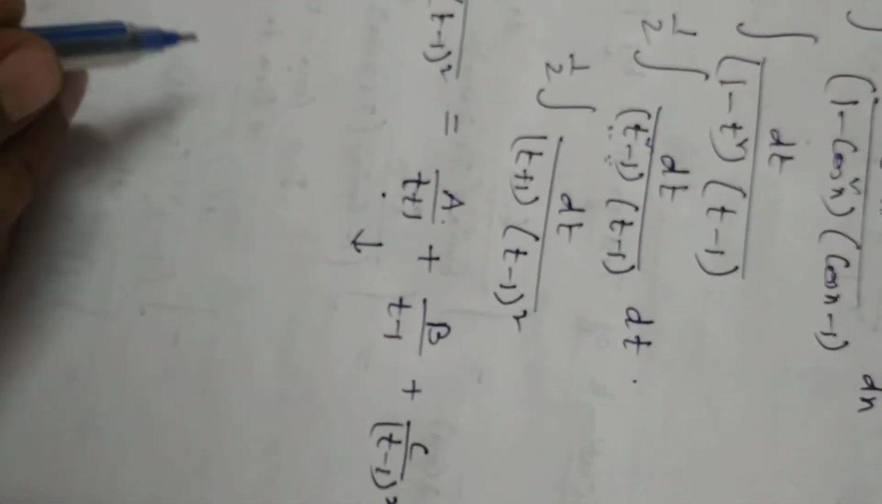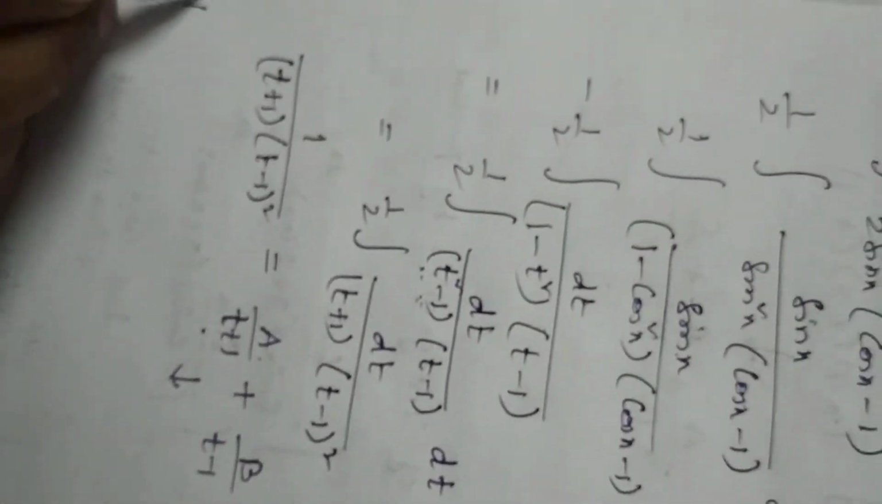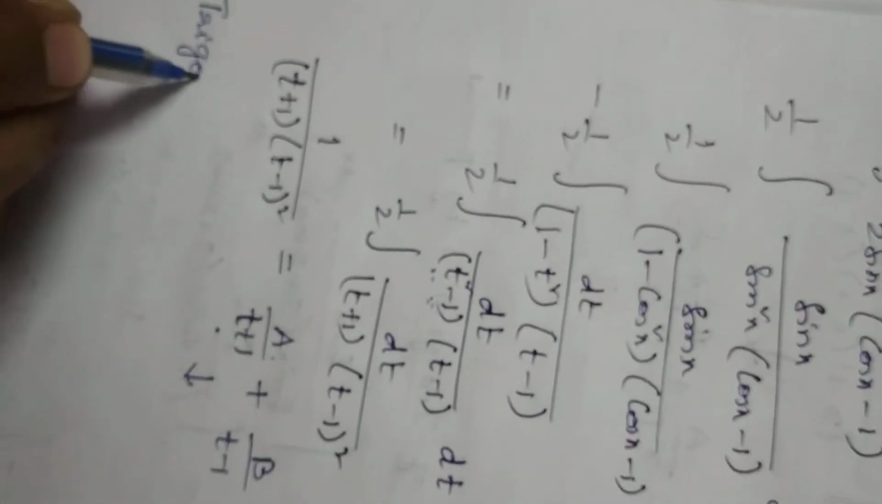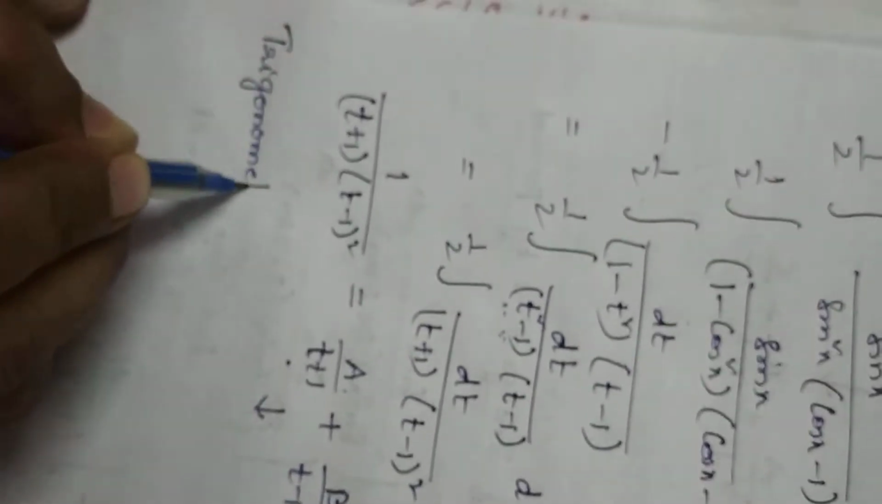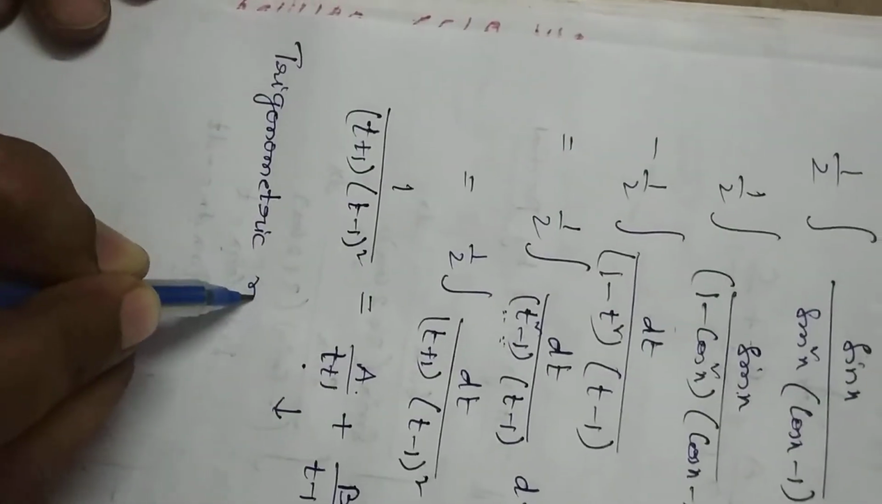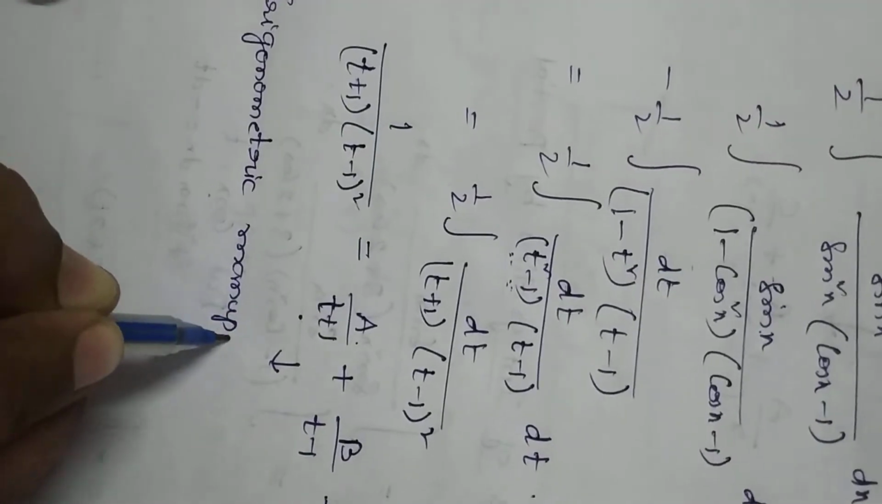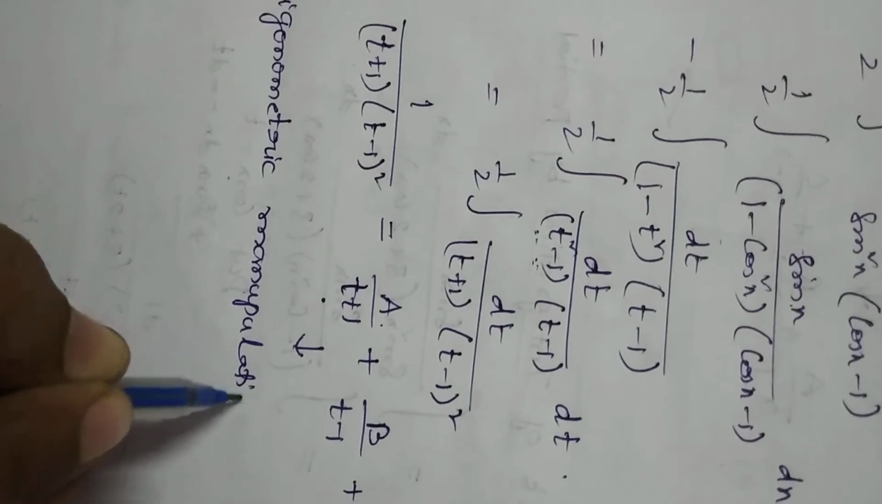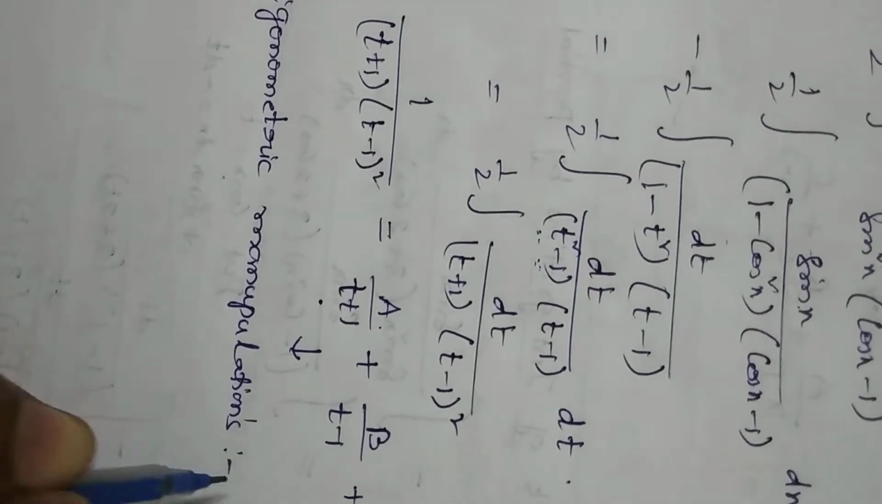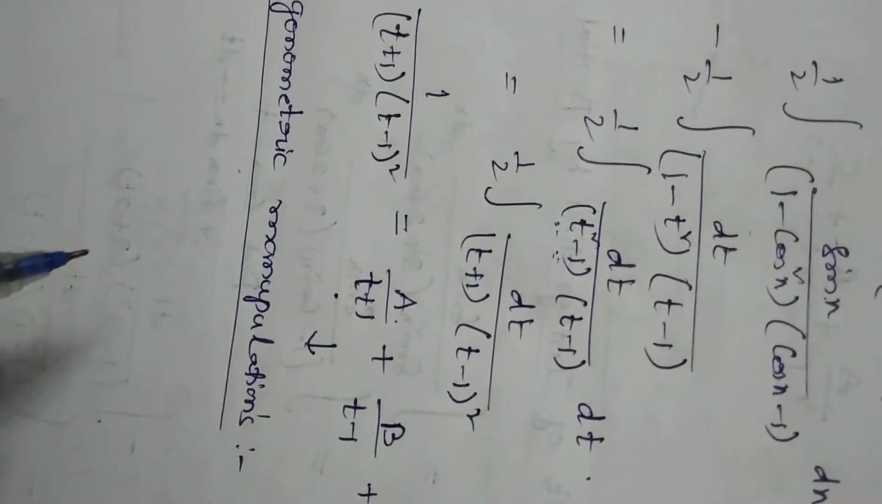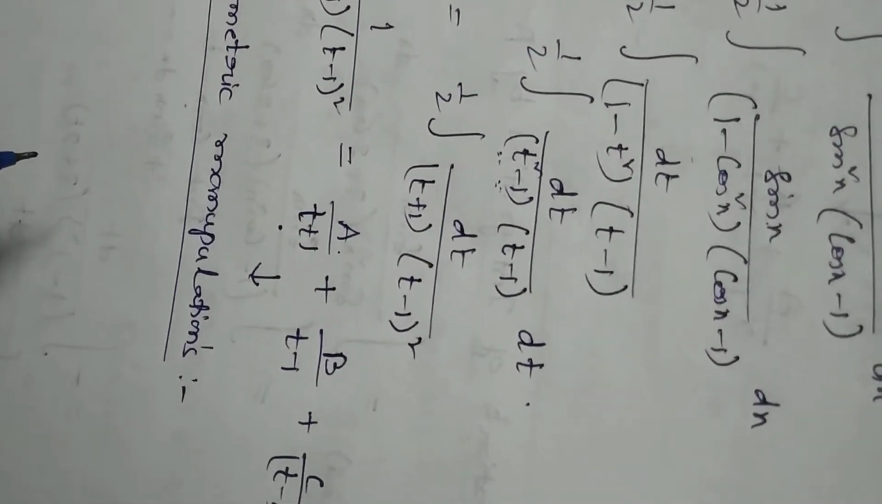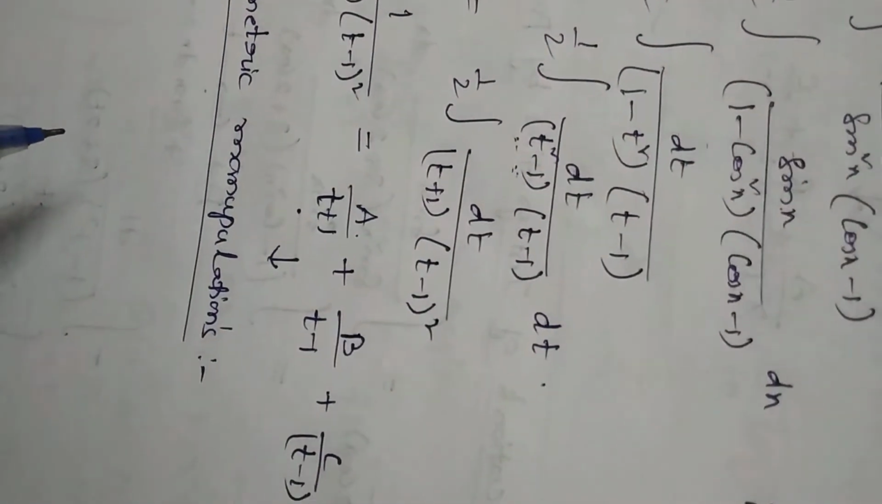Next we will move to trigonometric manipulations. So in this we actually have totally 3 types. So those 3 types one by one we'll try to finish.